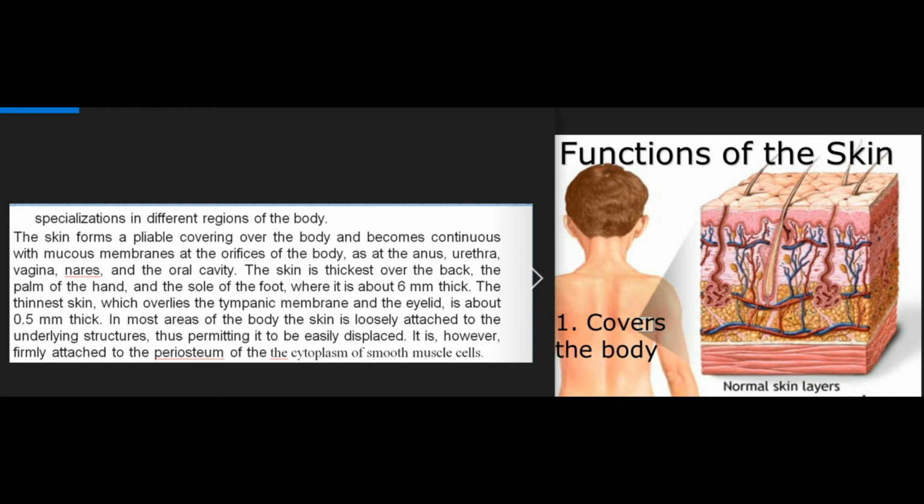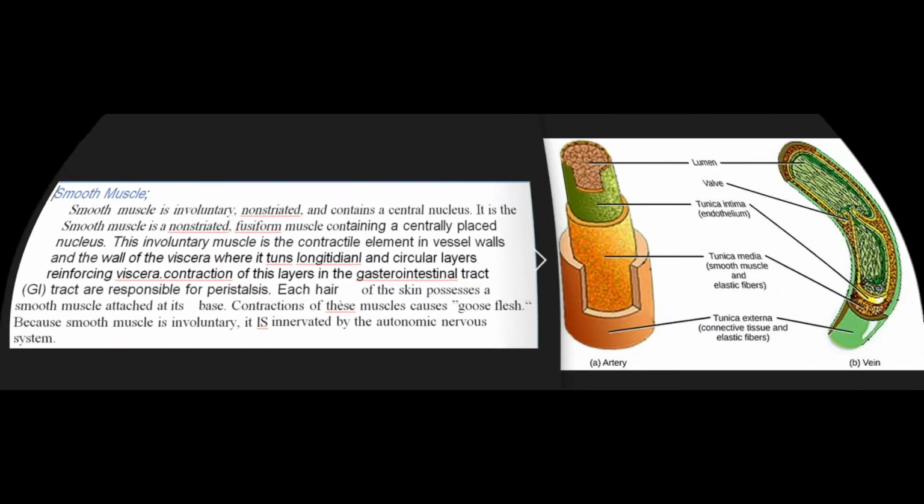The skin is thickest over the back, the palm of the hand, and the sole of the foot, where it is about 6 mm thick. The thinnest skin, which overlays the tympanic membrane and the eyelid, is about 0.5 mm thick. In most areas of the body the skin is loosely attached to the underlying structures, thus permitting it to be easily displaced.